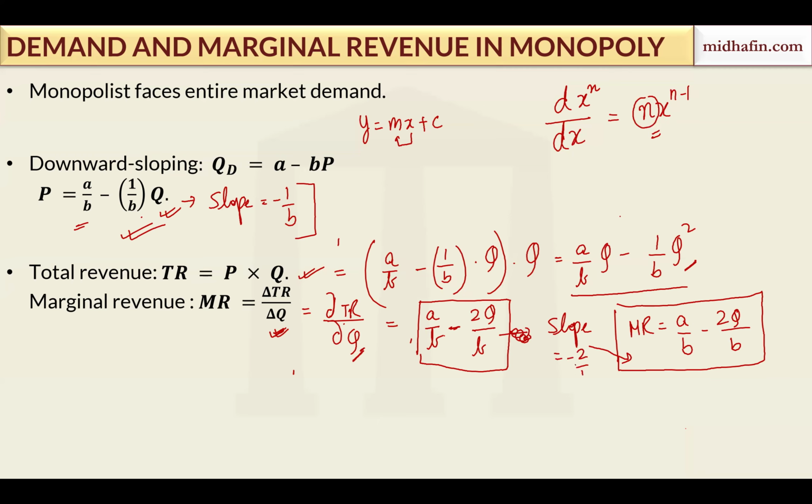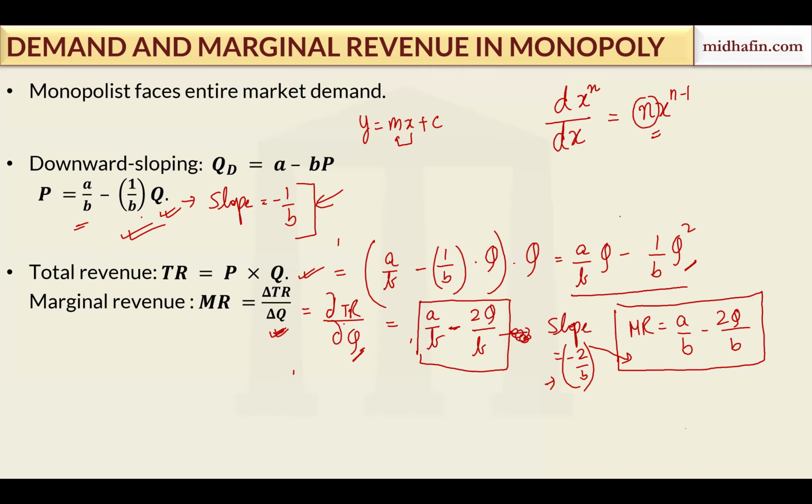So what is the difference between these two slopes? What is the relationship, or what is the difference basically? Whatever you are seeing over here, negative 1 over b, is this double of that? Agreed? Is this double of that? So the slope of the demand curve is negative 1 over b, and the slope of the marginal revenue versus quantity, so the marginal revenue curve, is negative 2 over b. So can I say that the slope of MR is double that of the demand curve? Do you agree or not? Yes or no? The slope is double.